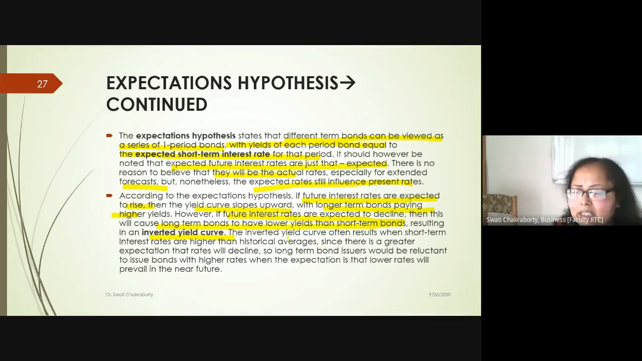An inverted yield curve often results when short term interest rates are higher than historical averages, since there is a greater expectation that rates will decline. Long-term bond issuers are reluctant to issue bonds with higher rates when the expectation is that lower rates will prevail in the future. So when you want to buy bonds for long-term investment, they are not willing to give you higher rates of interest.